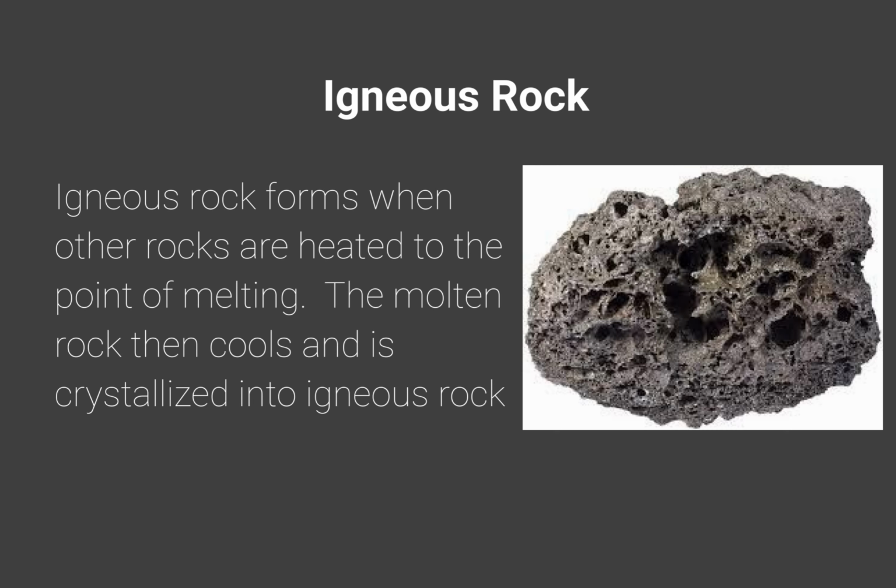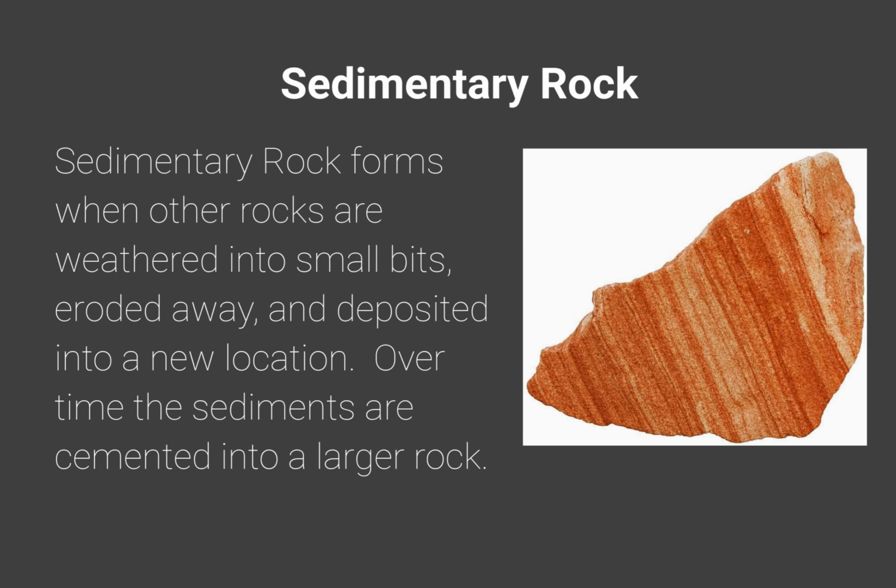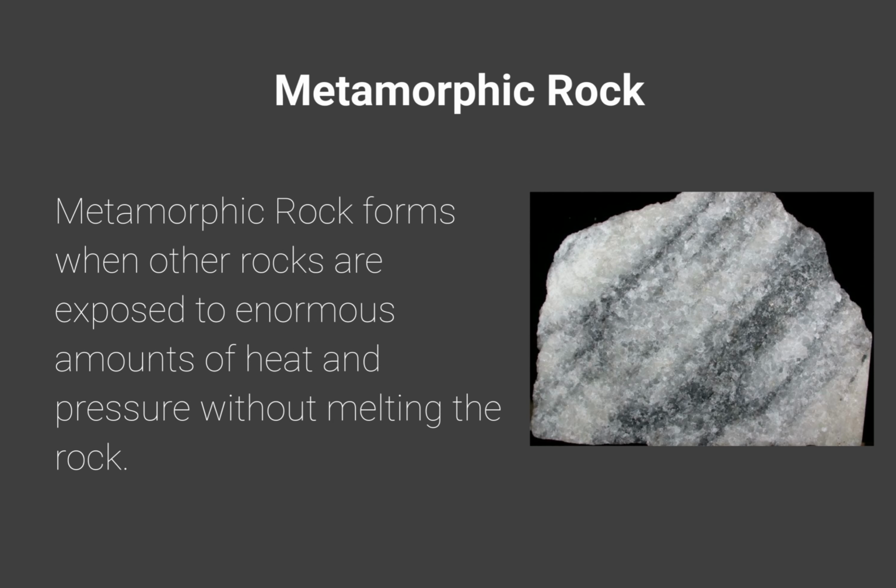First, let's remind ourselves about the three different types of rock, starting with igneous rock. Igneous rocks form when other rocks are heated to the point of melting, and then the molten rock cools and is crystallized back into a solid igneous rock. Sedimentary rocks form when other rocks are weathered into small bits, eroded away, and deposited in a new location. Over time, those sediments are then cemented into a single larger rock. And finally, metamorphic rocks form when other types of rocks are exposed to enormous amounts of heat or pressure, but it can't be enough heat to actually melt the rock, otherwise we would have igneous rocks again.